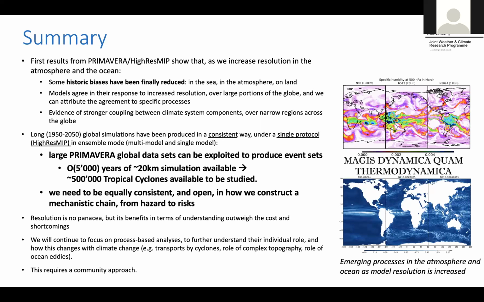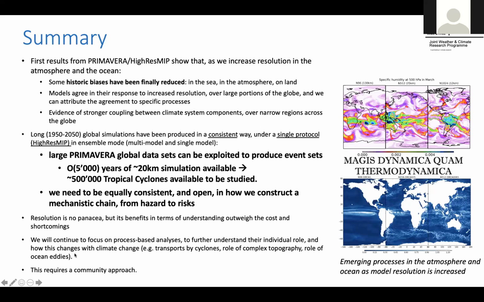But I think the benefits in terms of understanding, especially understanding that is based on processes, outweigh the cost and shortcomings. We'll continue to produce analysis in the future. There are many years to go in terms of analysis of these data sets. As I said, order of 10 petabytes of data to look through, and to further understand the role of these processes in the climate system, and also how this affects climate change.